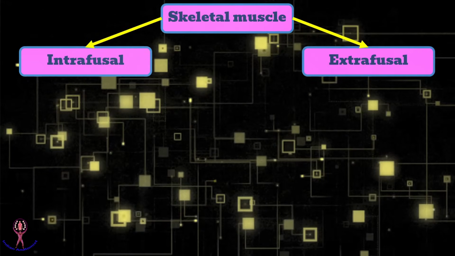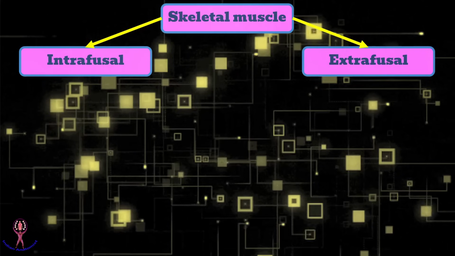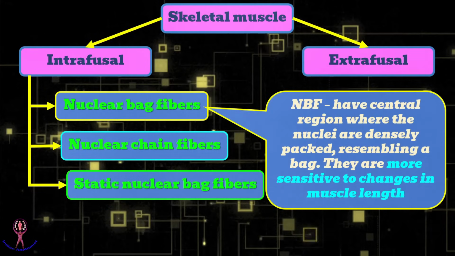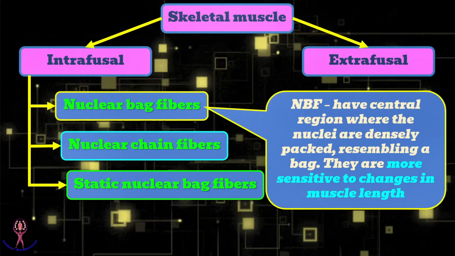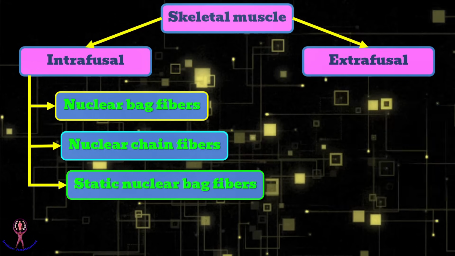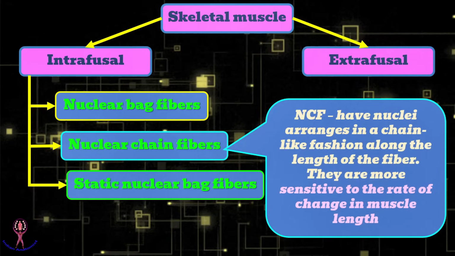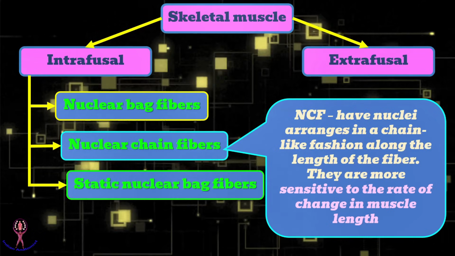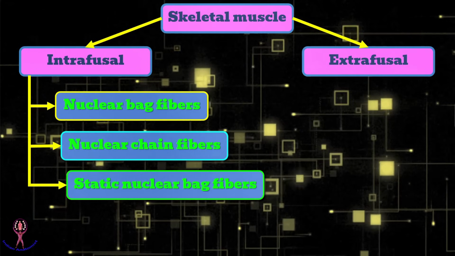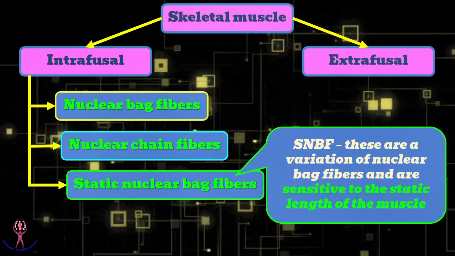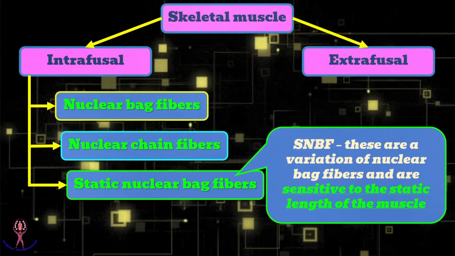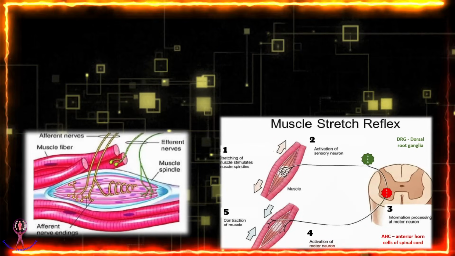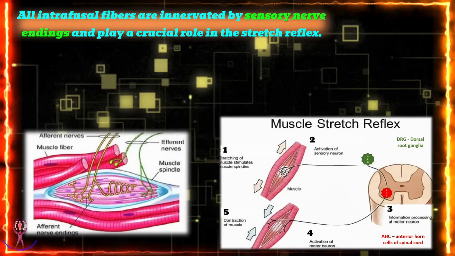The intrafusal fibers are, again, classified into 3 types. They are 1. Nuclear bag fibers, which have a central region where the nuclei are densely packed, resembling a bag. They are more sensitive to changes in muscle length. 2. Nuclear chain fibers, which have nuclei arranged in a chain-like fashion along the length of the fiber. They are more sensitive to the rate of change in muscle length. And finally, number 3 is static nuclear bag fibers. These are a variation of nuclear bag fibers, and are sensitive to the static length of the muscle. All intrafusal fibers are innervated by sensory nerve endings and play a crucial role in the stretch reflex.